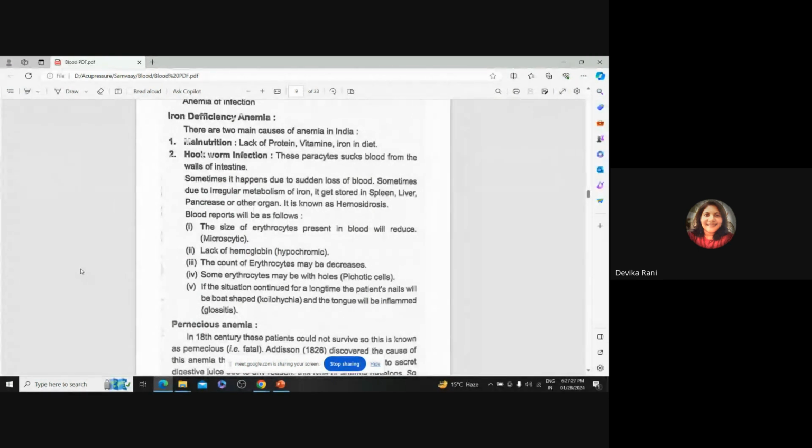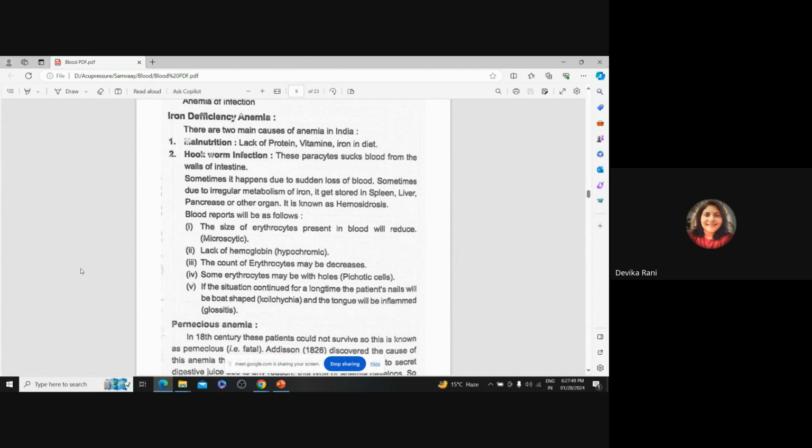So if one doesn't have a balanced diet or is not able to get the proper diet, the blood cells will not be produced in the required quantities, and you have a deficiency, which will lead to anemia.